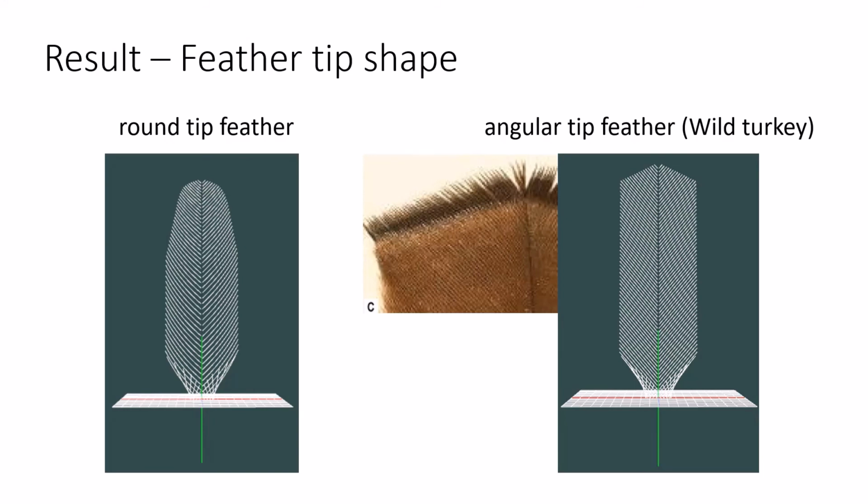By setting the velocity field smoothly for emitters, we can get the round tip, and by just giving a constant velocity field for emitters, the angular tip can be easily constructed. This kind of feather shape does exist in nature. For example, the tail feather of the white turkey.